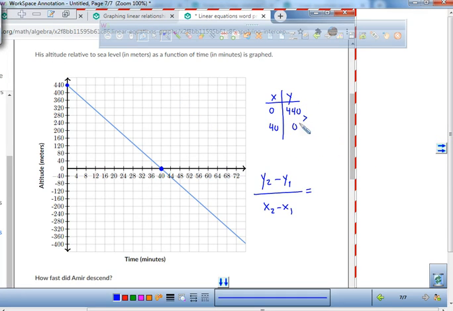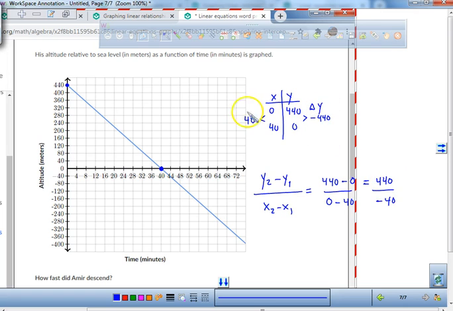So think of it this way. If I said, what is 440 minus 0, all right, that goes down 440. So I'm just going to put 440 minus 0. That gets me to a positive 440. And then here, I'm going up 40. But if I do 0 minus 40, that gets me to a negative 40. And you still get the same answer.